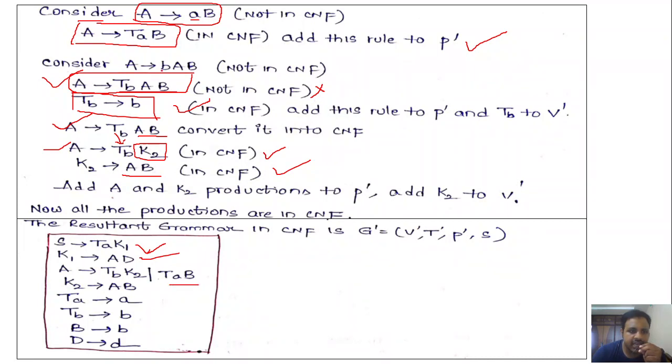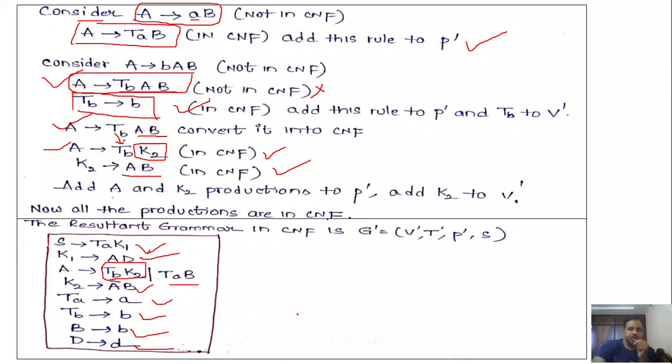Okay. And next, capital A denotes B followed by capital A. Capital B is represented by A denotes TBK2. Write that as it is. Okay. Next, K2 denotes AB. Okay. Next, write down the remaining productions. TA denotes small a, TB denotes small b, capital B denotes small b, capital D denotes small d.